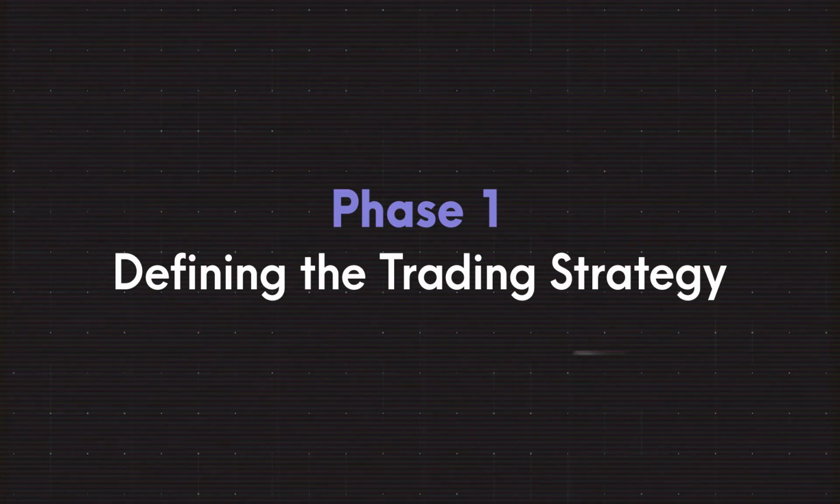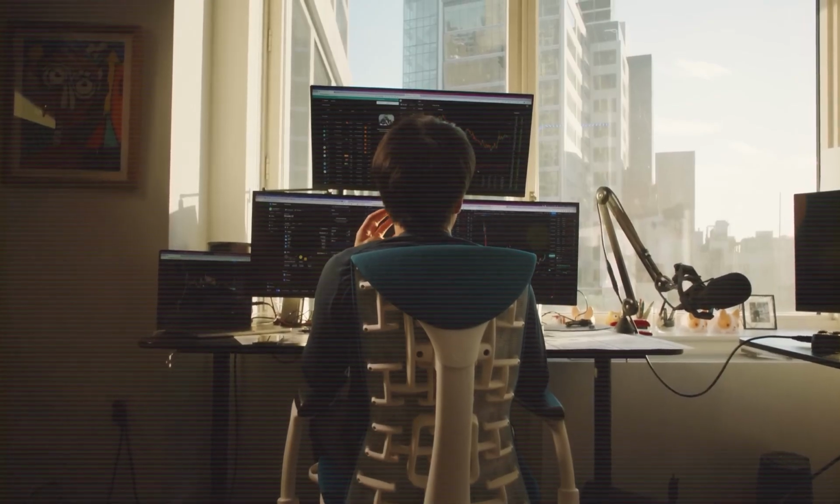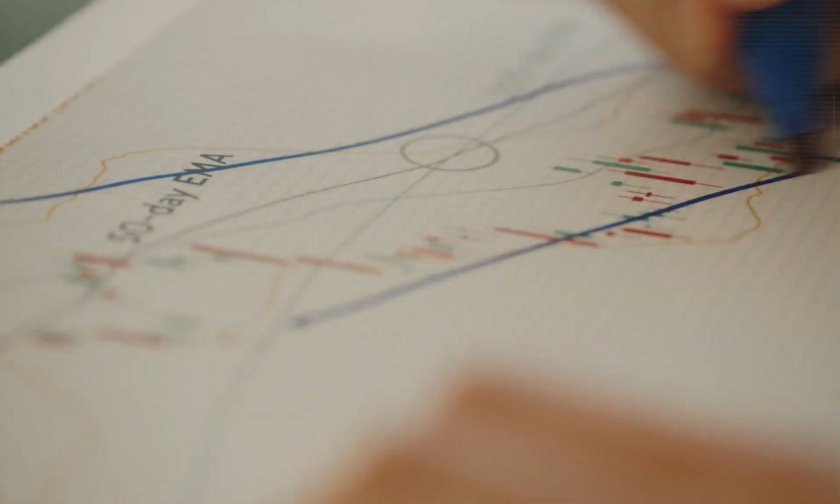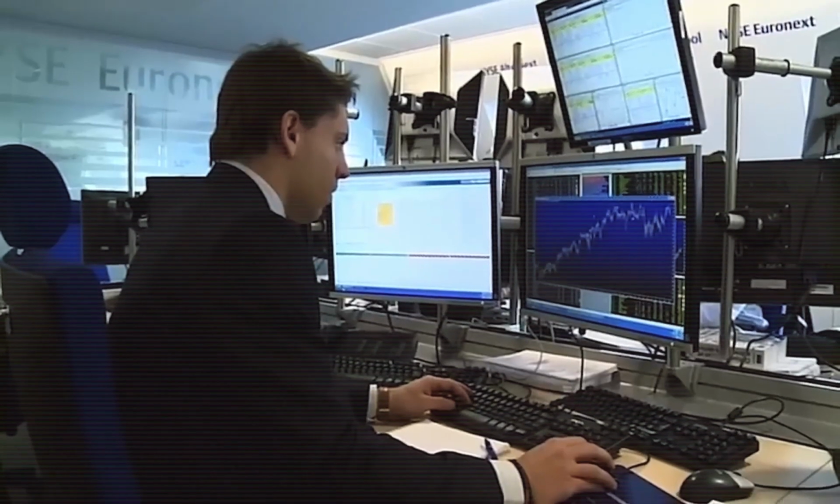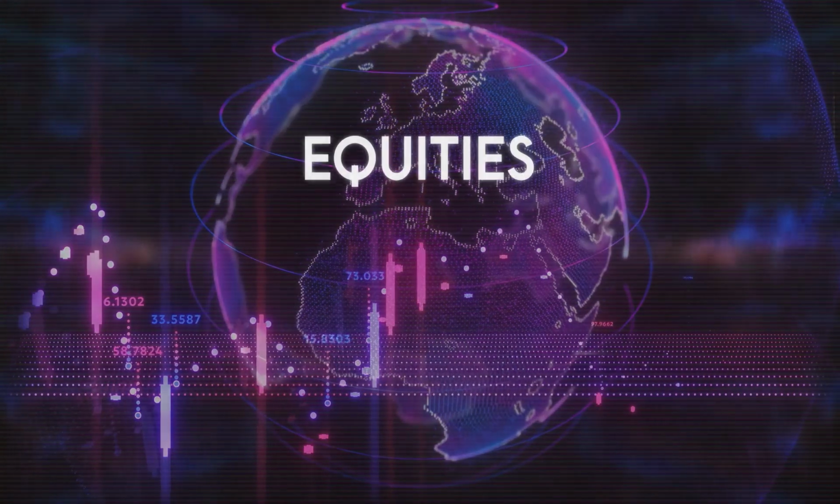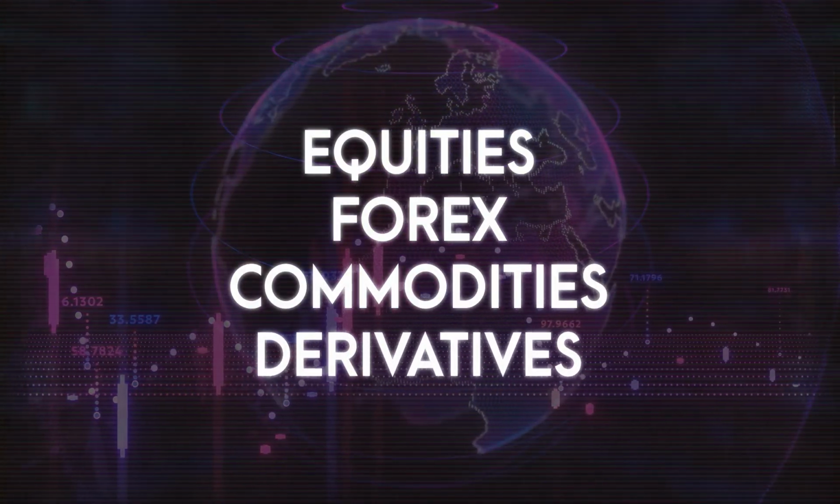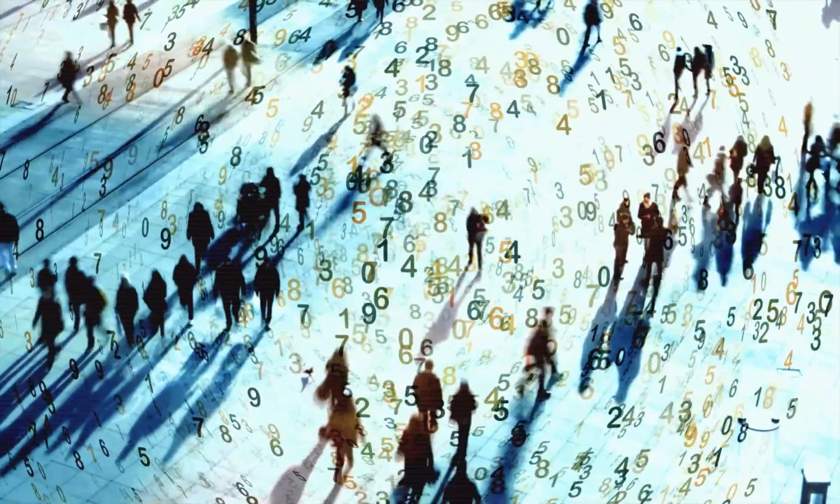Phase 1. Defining the trading strategy. The first step in designing a trading algorithm is defining a clear and well-thought-out strategy. A trading strategy includes a few key components. 1. Market focus. Which financial instruments or markets will the algorithm target? This could include equities, forex, commodities, or derivatives, and the choice of market will influence the design of the algorithm.